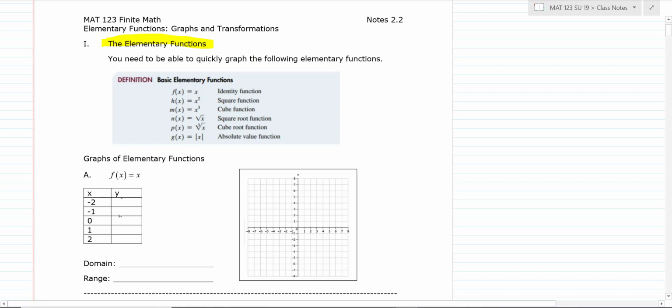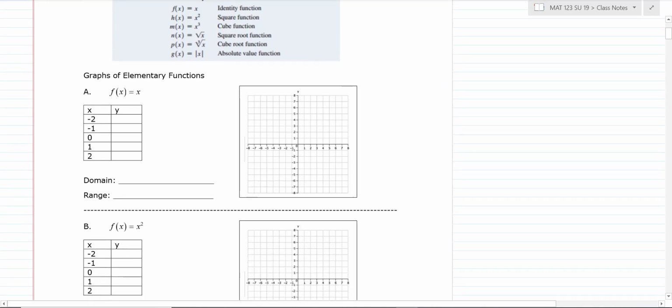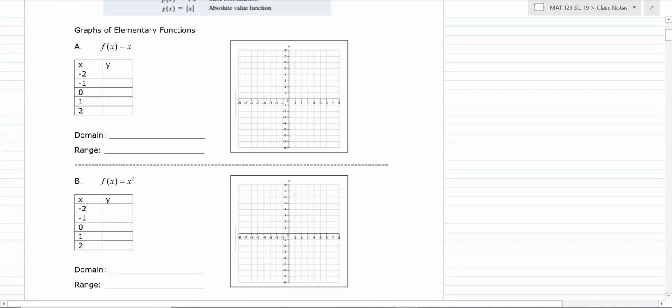All right. So to start with, we want to know how to construct the graph of each of these elementary functions. We have an identity function, square function, cube function, square root, cube root, and absolute value are the ones that we're going to be looking at. All right, so I'm going to go down here and we're going to construct this first one, the identity function. The strategy we're going to take is to make a table of values and then plot points.